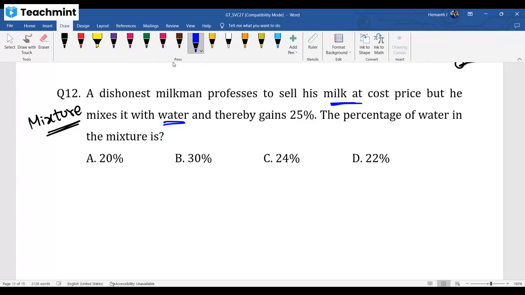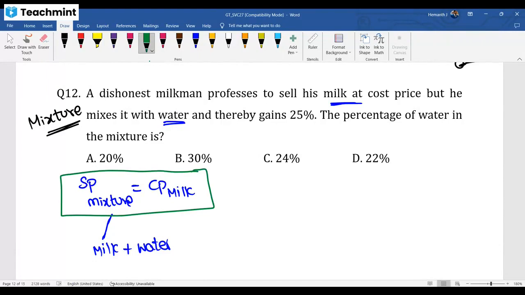A dishonest milkman professes to sell his milk at cost price. See, what he did, he is selling at cost price, but he is mixing water. Guys, listen. You have milk, cost price of milk, let's say 100 per liter. What they want to convey is, they're selling the mixture. What is this mixture? For that milk, they added some water. So they sell the mixture at cost price.